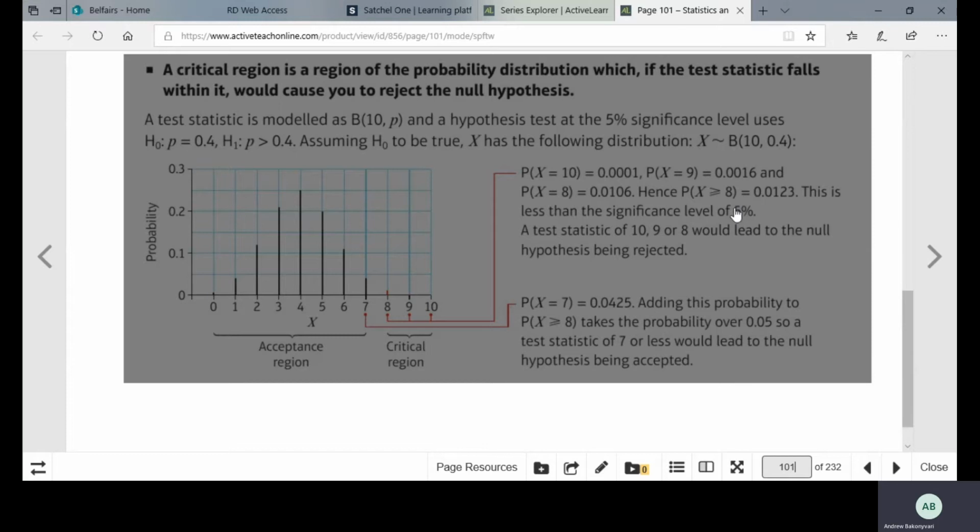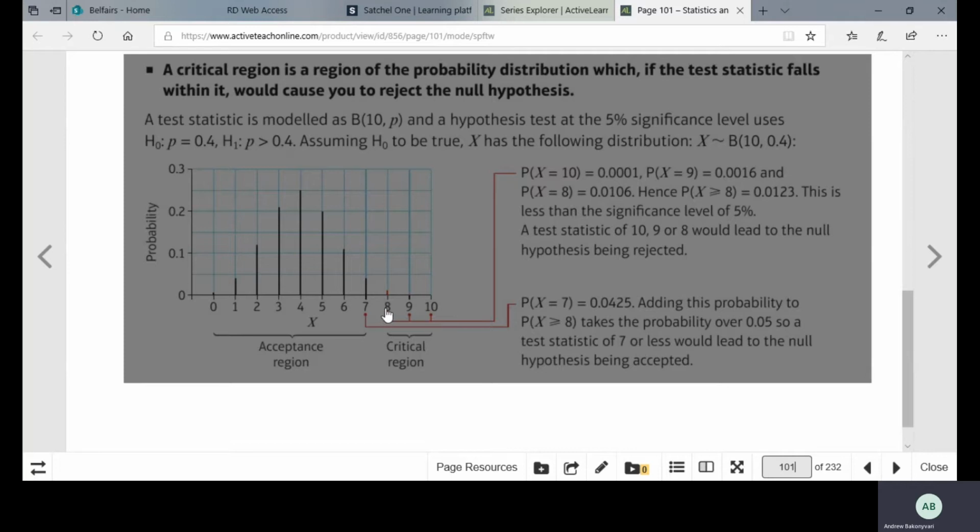Our level of significance is going to be 5% here. So anything that's less than 5% probability, we say that is too unlikely to happen in our sample, therefore we can reject it. If it's above 5%, it's not unlikely enough. That still falls within our acceptable region, so we can't reject the null hypothesis.